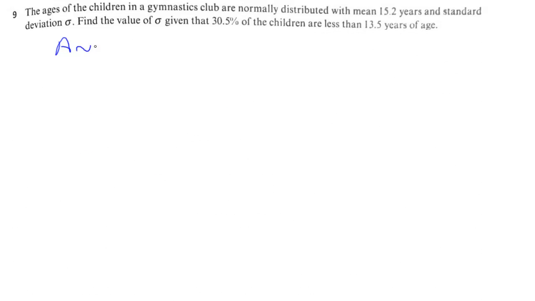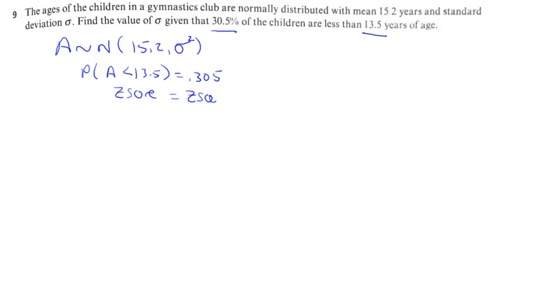Okay, so we've got the ages in the Gymnastics Club. They're normally distributed. The mean is 15.2, but we don't know the standard deviation or the variance. We do know that the probability of the age being less than 13.5 is going to be 30.5% or 0.305.